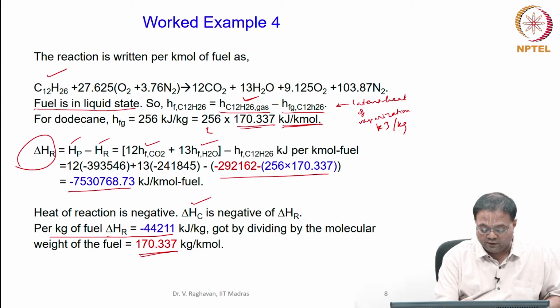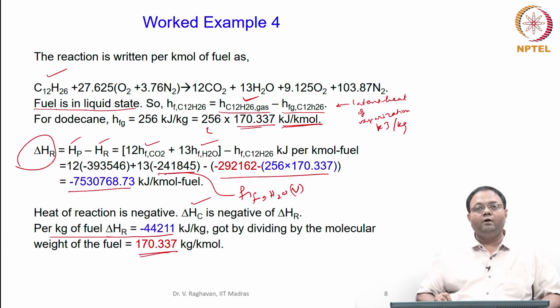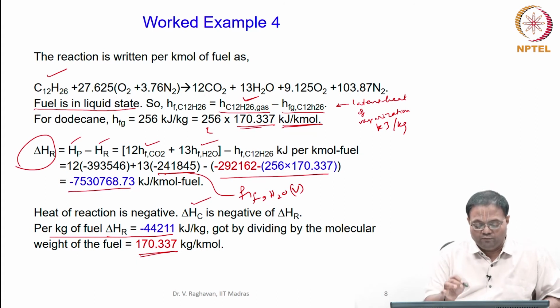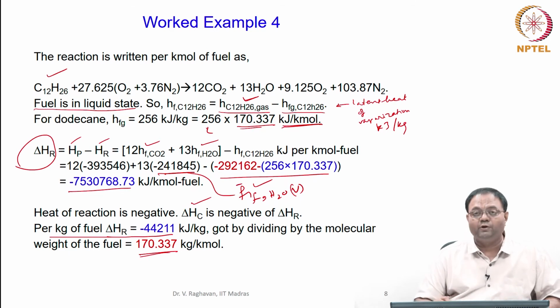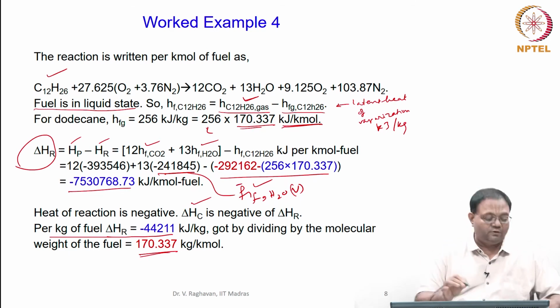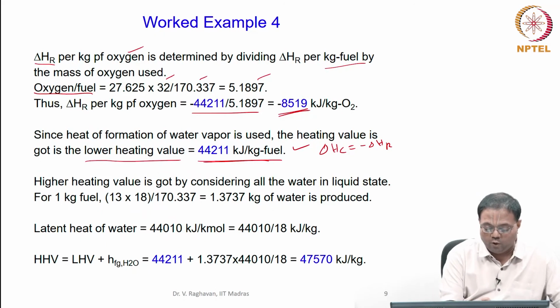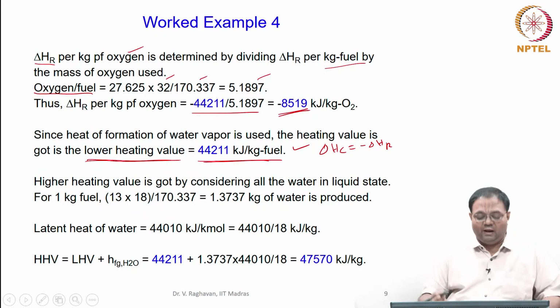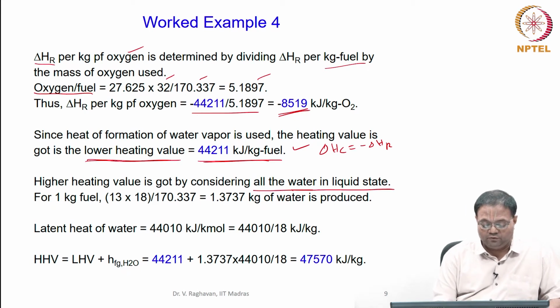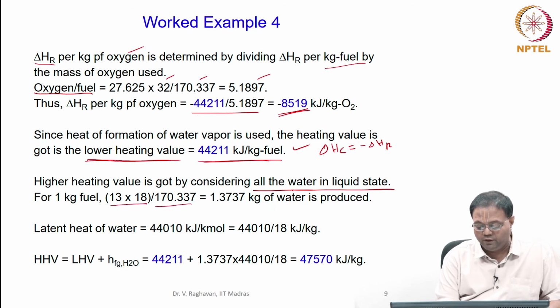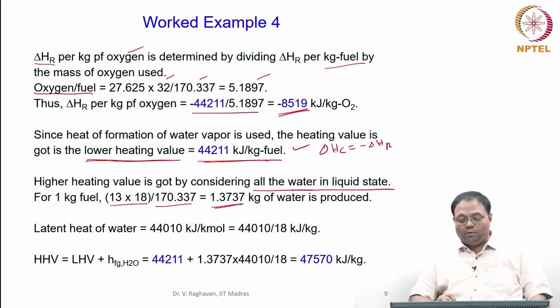This water vapor in the product, 13 times this value is Hf of H2O vapor. So, we have used that. Okay. So, we have assumed when you calculate Hp that the heat of formation of H2O is in vapor state. So, you get lower heating value. For getting the higher heating value, you have to consider all the water in the liquid state. That means for 1 kg fuel, 13 into 18 divided by 170, 1.3737 kilogram of water is produced.